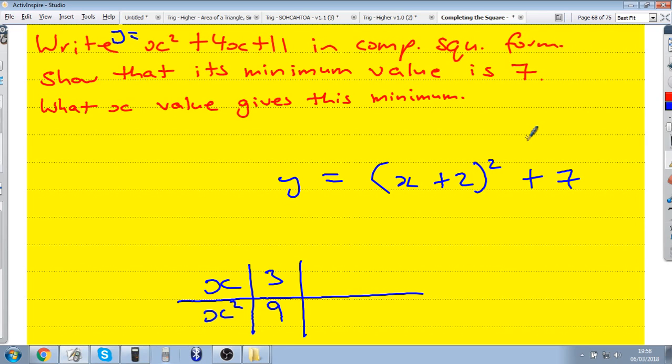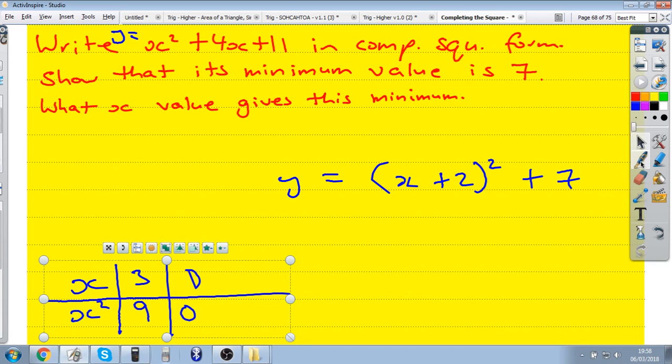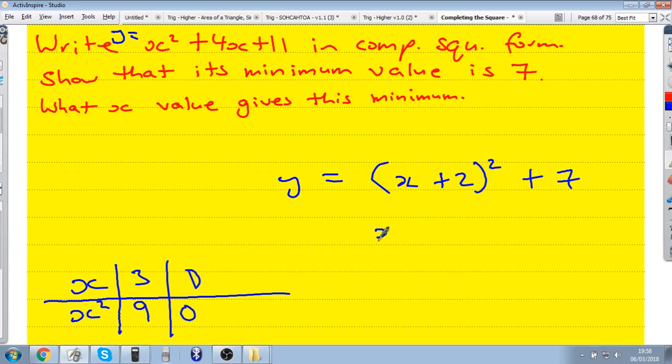Correct. It's because if you square a negative, you get a positive. So the lowest thing is 0. So the minimum point, or the lowest value you can get from this, is when this square bracket is 0. So what x will make that square bracket 0? Minus 2. And when x is minus 2, what is the whole thing equal to?